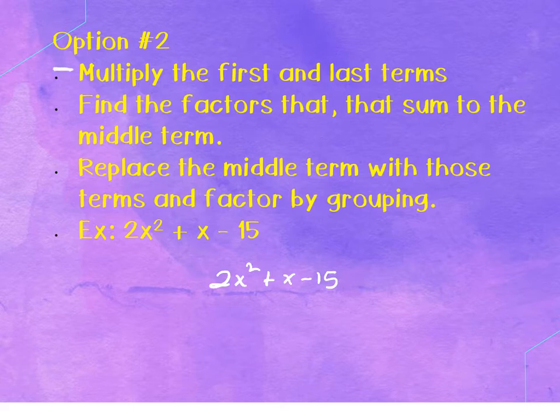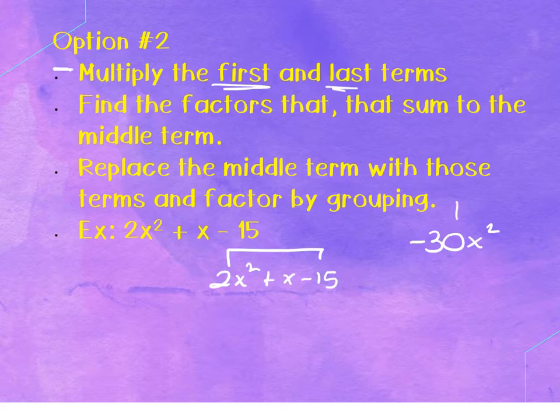Step number 1, multiply first and last terms. 2 times negative 15. I get negative 30. Actually, I get negative 30x squared. But really, all I'm focusing on is the negative 30. Now what I need to do is list the factors of this number that, again, sum to the middle term. So now I'm going to find two numbers that when I multiply them, I get negative 30x squared, but when I add them, I get 1x.